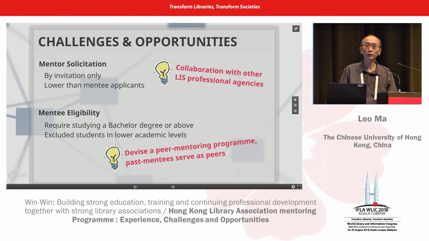In terms of mentor solicitation, the mentors are basically invited through personal networks and contacts, as well as previous and former presidents and council members. But the outcome is that the available mentors were fewer than the mentee applicants. We see that there is an opportunity to collaborate with other LIS professional organizations. In Hong Kong, we have some other organizations in LIS, such as the Hong Kong Teacher Librarian Association, and maybe other information societies like the Hong Kong Archive Society, etc.